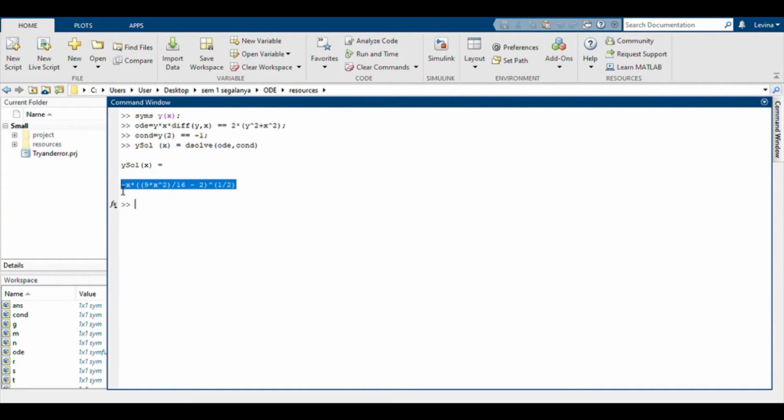This answer obtained in the simulation is the same with the answer we get in the manual calculation.